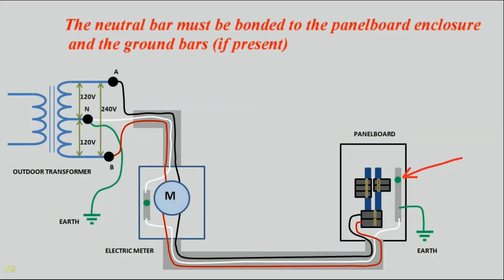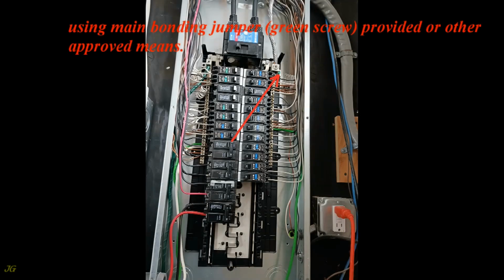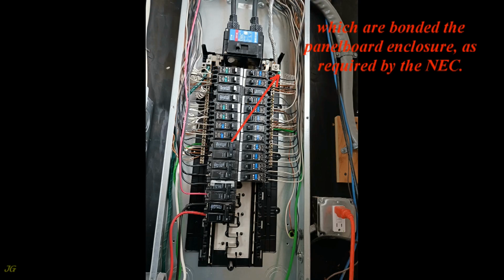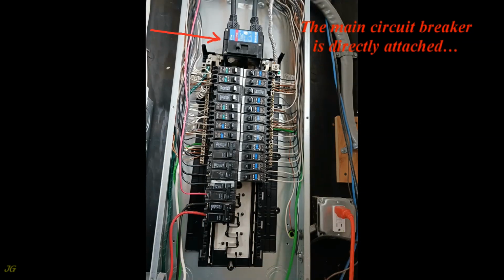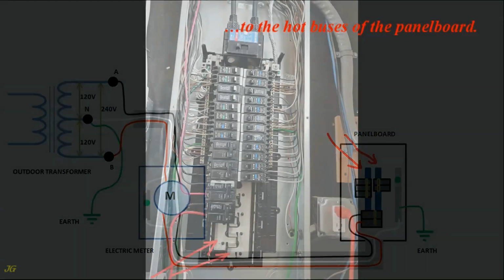The neutral bar must be bonded to the panel board enclosure and the ground bars, if present, using the main bonding jumper, green screw, provided or other approved means. The neutral bonding bridge connects the neutral bars together, which are bonded to the panel board enclosure, as required by the NEC. The main circuit breaker is directly attached to the hot buses of the panel board.